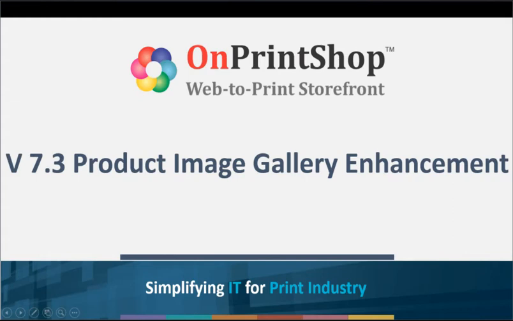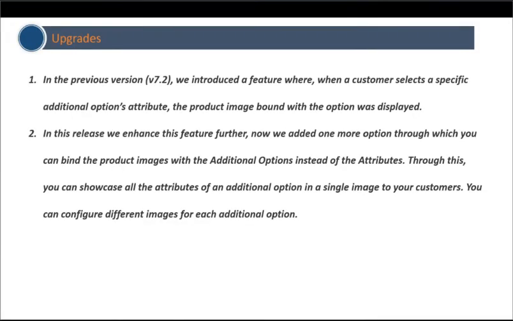Hello, today we will learn about a new feature, Product Image Gallery, enhanced in version 7.3. In the previous version, we introduced a feature where, when a customer selects a specific additional options attribute, the product image bound with the option was displayed.